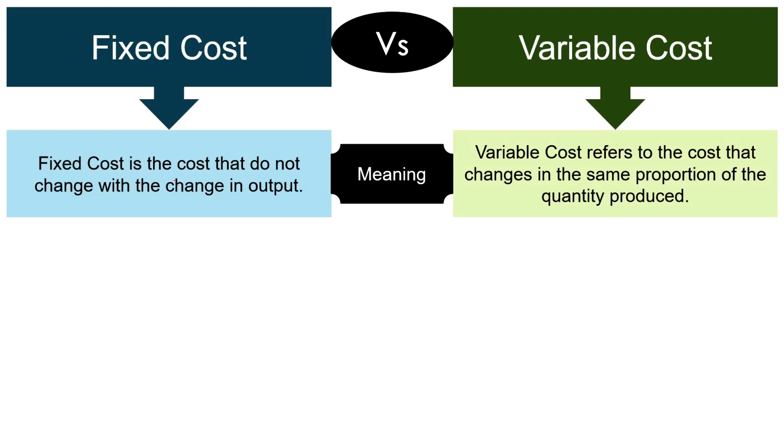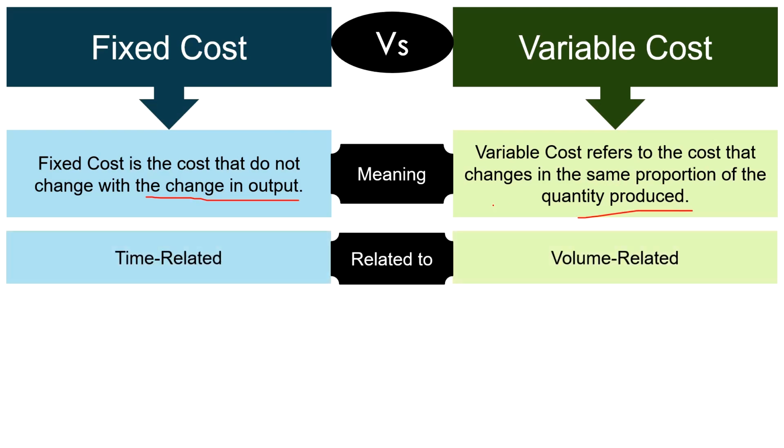Moving on to the difference between fixed cost and variable cost. Meaning, fixed cost is the cost that does not change with the change in output up to a relevant range in the short period. Variable cost refers to the cost that changes in the same proportion of the quantity produced. Next, fixed cost mainly depends on the passage of time and so it is time related. Whereas variable cost is directly affected by the volume of production and so it is volume related.